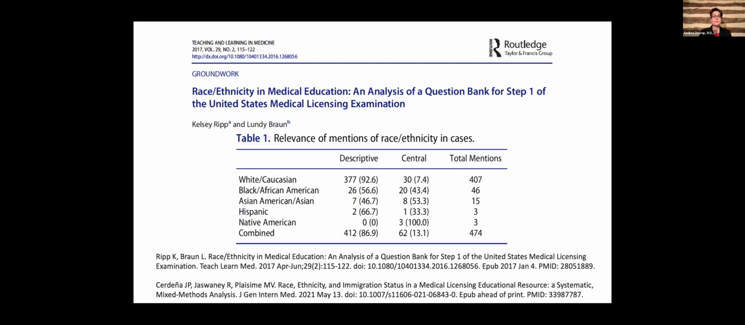Now, what you can see here is that white Caucasians were about 86% of the individuals in the vignette. This is important to recognize that actually this population is about 62% of what we see in the United States. So this is some more race norming, that everything is focused on white Caucasian. You'll also see that about 93% of the time, if you were white or Caucasian, it was just descriptive.